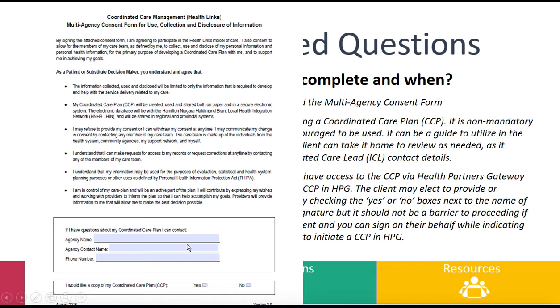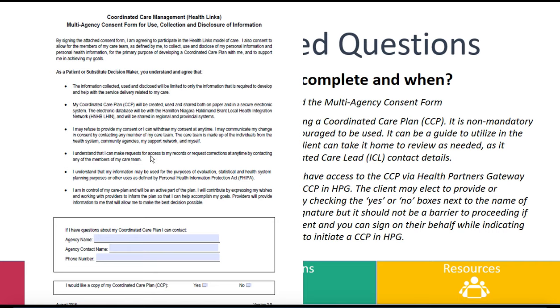This form outlines the basic principles of initiating and using the coordinated care plan, as listed in the 6 bullets. Some of these points include that the coordinated care plan can be shared with members of the care team in both paper and electronic versions. The informed consent collected on the coordinated care plan is limited to only the information that is required and approved by the client. The client is able to provide or withdraw consent at any point in time.